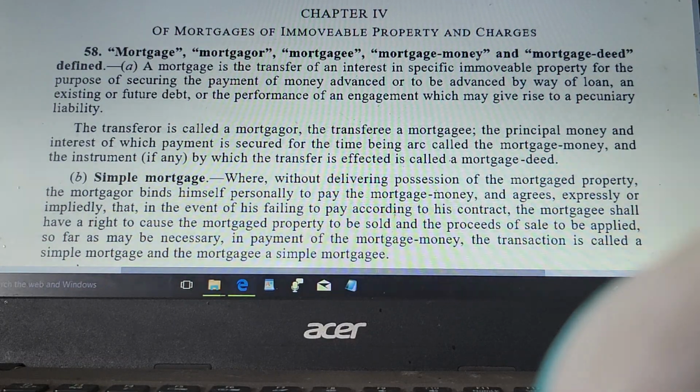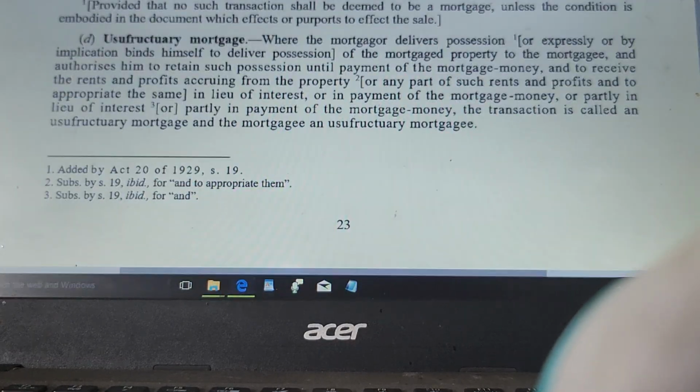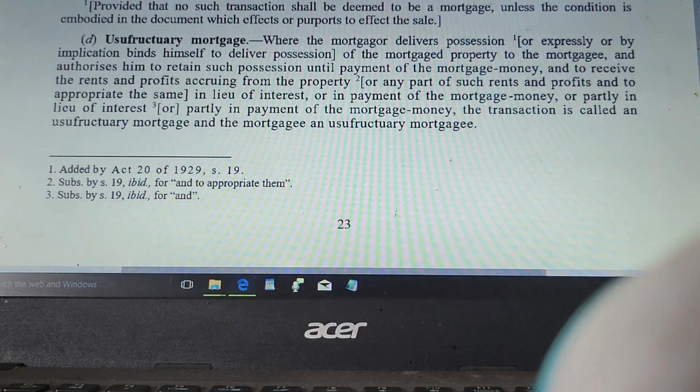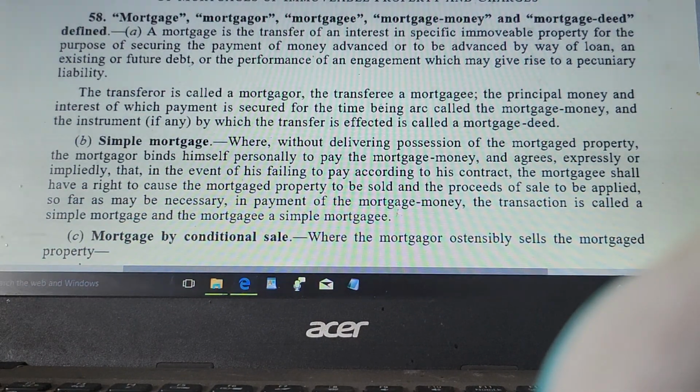58. Mortgage, mortgagor, mortgagee, mortgage money, and mortgage deed defined.